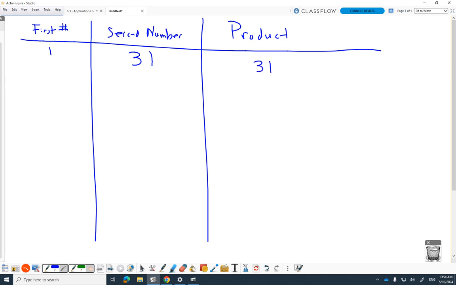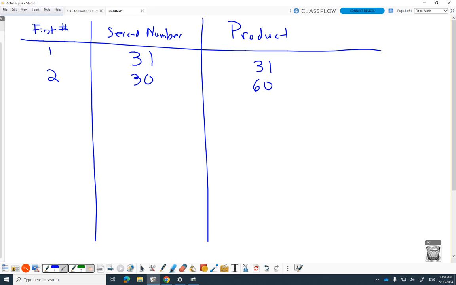I'm trying to maximize the product. I'm trying to get the most product I can. The next number I'm going to try is 2. What's the second number if their sum is 32? 30, good. Then what would their product be? 60. That got bigger. I'm looking for the maximum. This is good. It's got bigger.